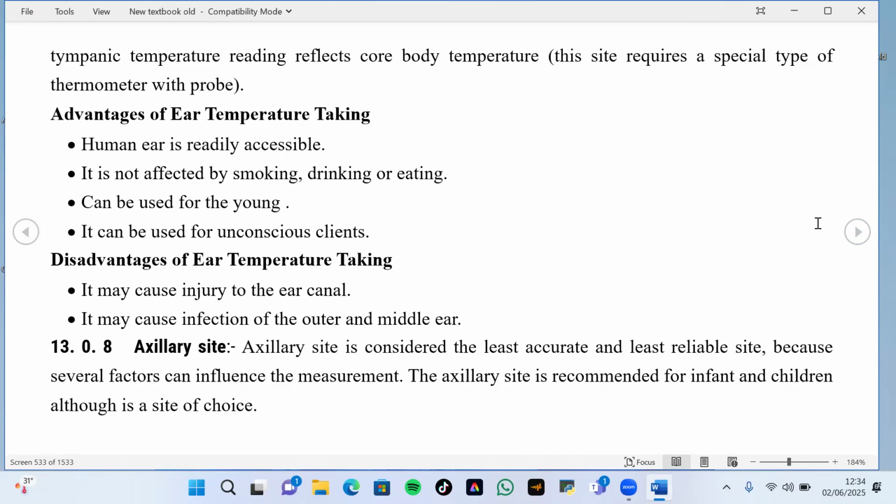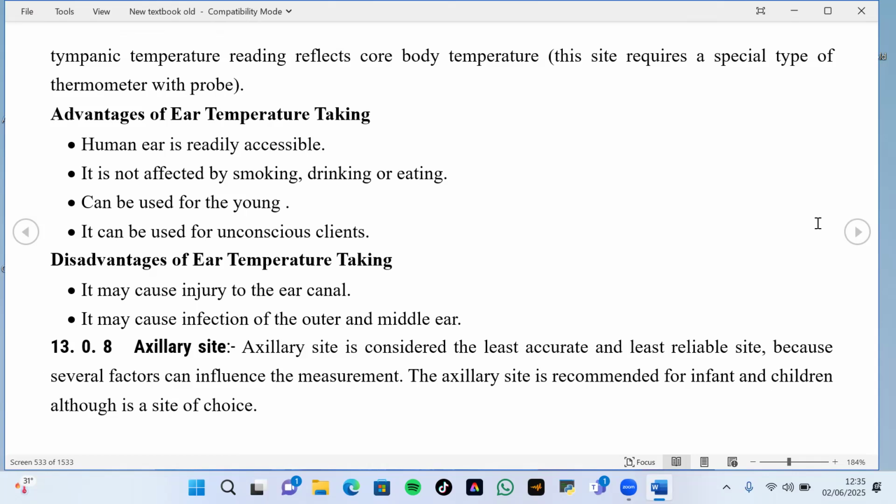What are the advantages? Human ear is readily accessible. It's not affected by smoking, drinking, or eating, unlike the oral one, where if you drink or smoke, it can affect the temperature. It can be used for unconscious patients too. Disadvantage, it might cause injury to the ear. It can also cause infection of the outer and middle ear.